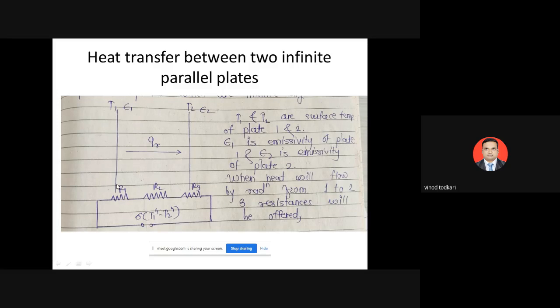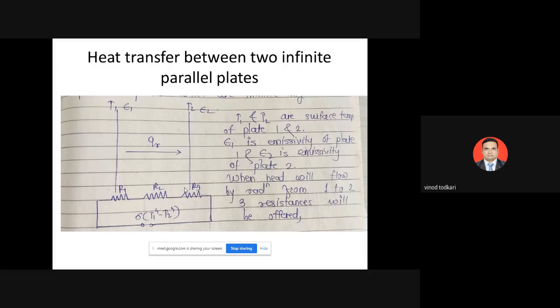Now, when heat will flow from plate 1 to plate 2, that radiant heat energy will be subjected to three resistances. Which are those? One is surface resistance of plate 1. Second is shape resistance of plate 1 with respect to 2. And next, surface resistance of plate 2. R1, R2 and R3. Now, as we just discussed, the surface resistance is (1 minus emissivity) upon (area into emissivity): 1 minus epsilon 1 upon A1 epsilon 1. This will be the value of R1.